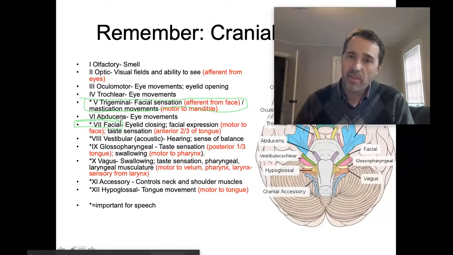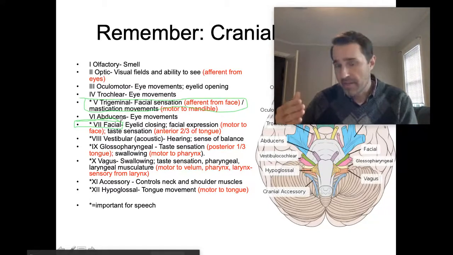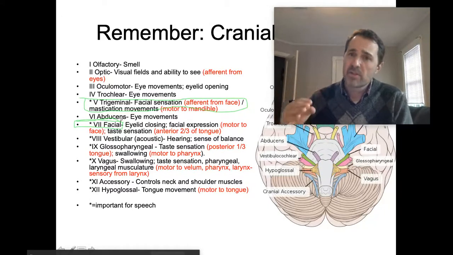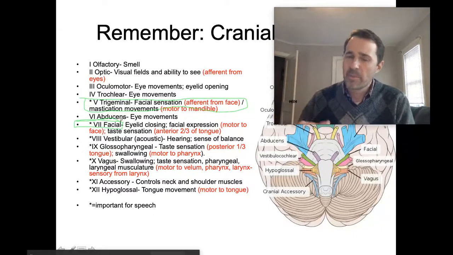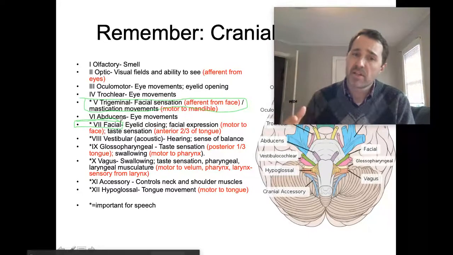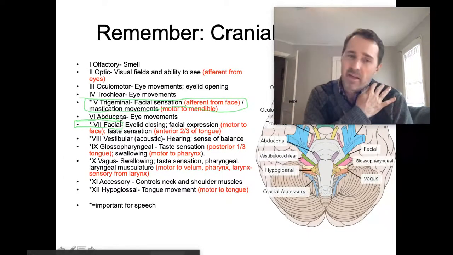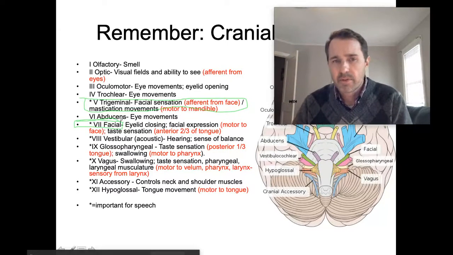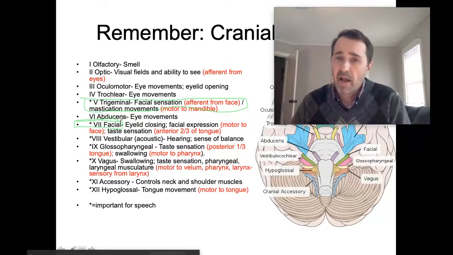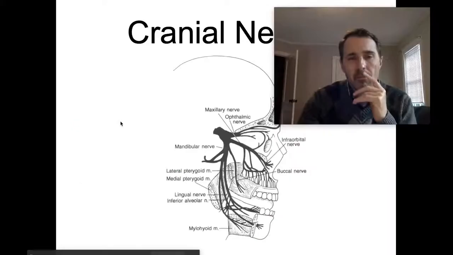11, accessory, think of this as being secondary to the vagus. This is the accessory to the vagus. So think of the accessory as helping the vagus accomplish the things that the vagus does, but it also helps innervate some of the muscles of the neck and shoulders. And hypoglossal, 12, motor to the tongue.